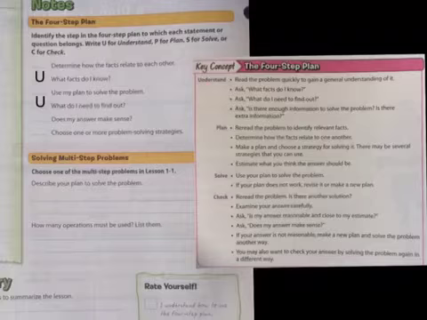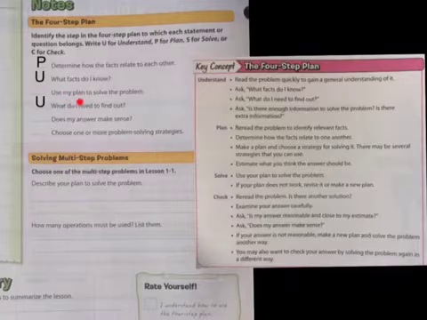Now let's take a look at the next step, which is planning. We have to reread and determine how the facts relate to one another. Continuing through, what facts do I know? I'm going to use my plan to solve. That seems like a different step, see, it says solve. I'm still looking for planning. Choose one or more problem solving strategies. Where does it say that? Choose a strategy for solving. There we go. So this one is also planning.